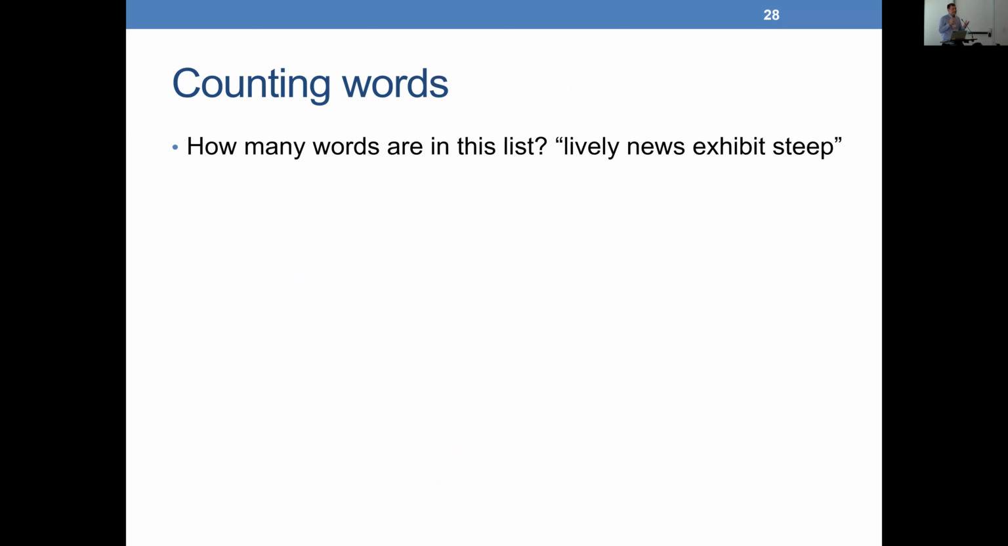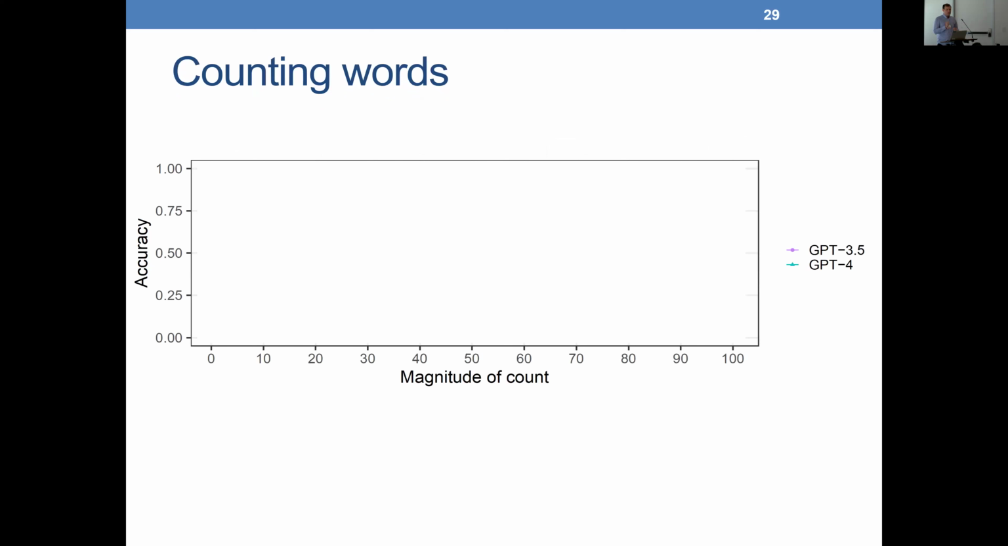Now, that task, as I said, was pretty contrived, but just to show that this also applies in some less contrived settings, we also looked at the task of counting words in a list, where we give the system a list, such as "lively news exhibit steep," and then ask it how many words are in the list. We'll be presenting the results with the size of the number the model needs to count to along the x-axis, and the accuracy at counting for lists of that length along the y-axis. A priori, if we don't think about how the system works, you might expect that we would just see accuracy gradually and monotonically decreasing as the numbers increase.